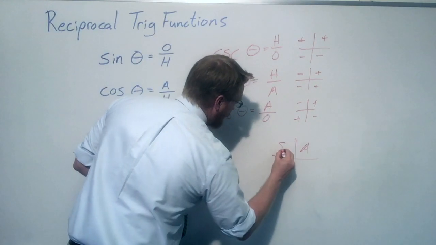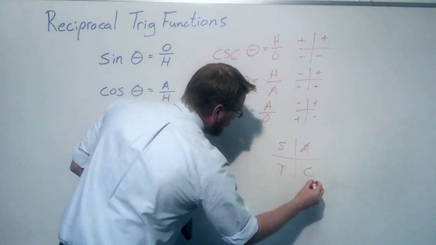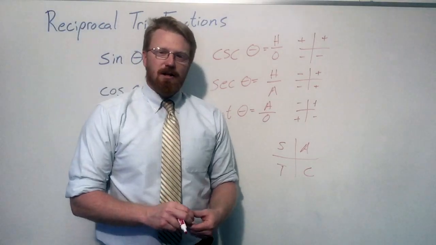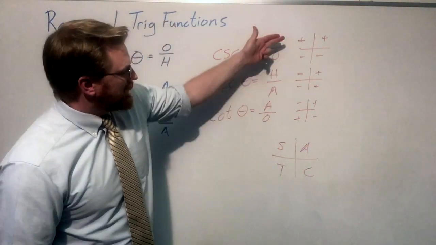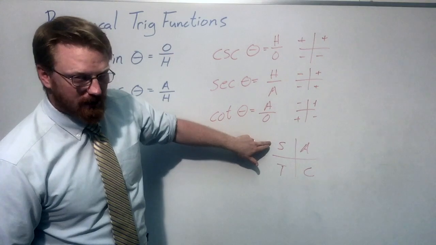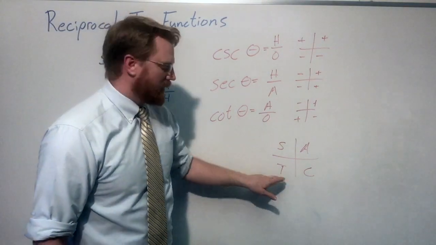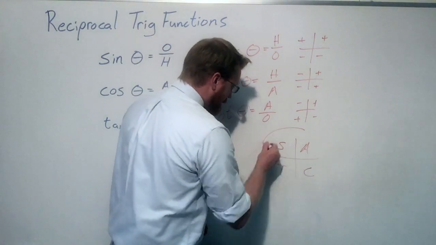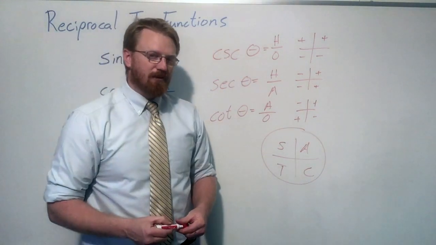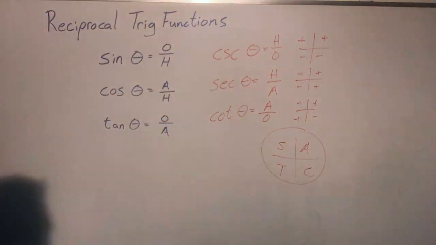Now one way to link all three of these positive, negative quadrants together, you might see this A, S, T, C. And this is simply telling you where each function is positive. They're all positive in the first quadrant. Only sine is positive in the second quadrant. Only tangent in the third. Only cosine in the fourth. All seniors turn crazy. Helps you remember where every function is positive and negative.